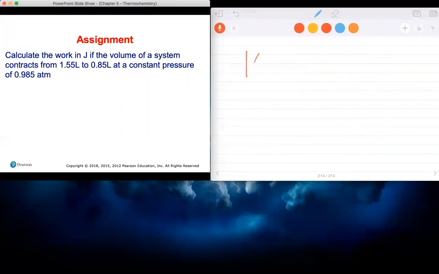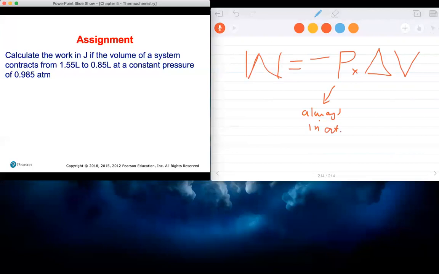W equals negative pressure times change in volume. The pressure is always in atm. And the change in volume is determined from this equation, V final minus V initial. You have to calculate that.